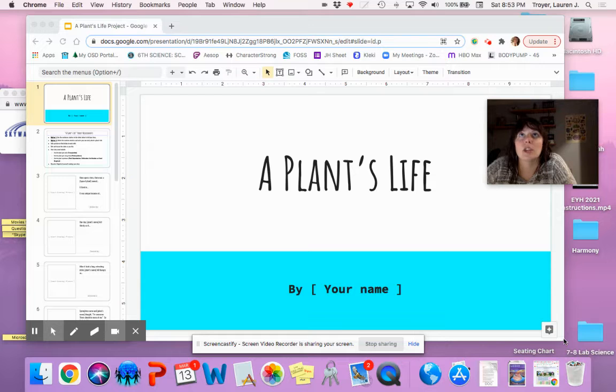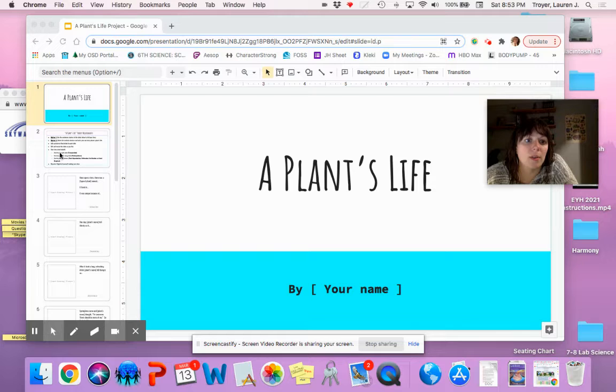So not only just the basics of what a plant's life would be like, but how does it get its basic needs met? How does it get water? How does it get energy? How does it reproduce? So those are the three things you're going to make sure you need to include in your story. So you can tinker with this and make it look however you want.